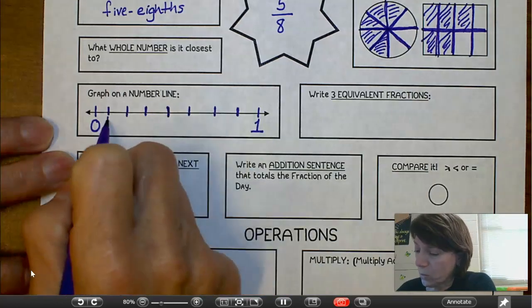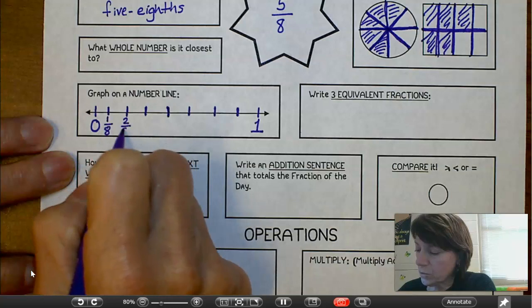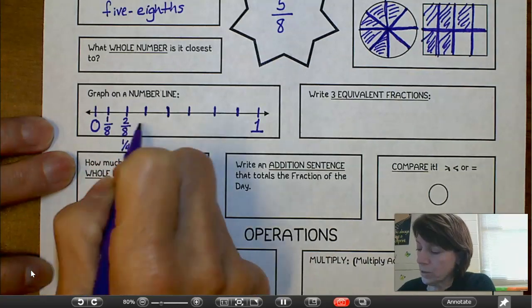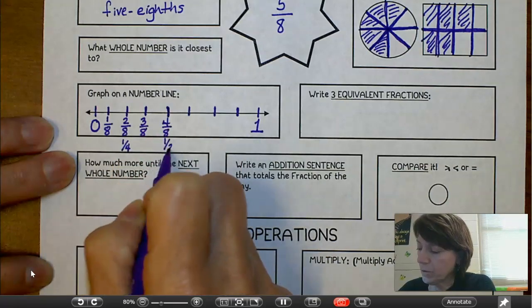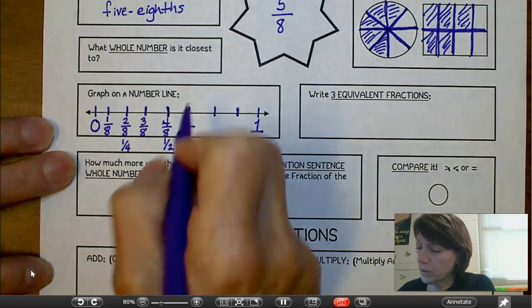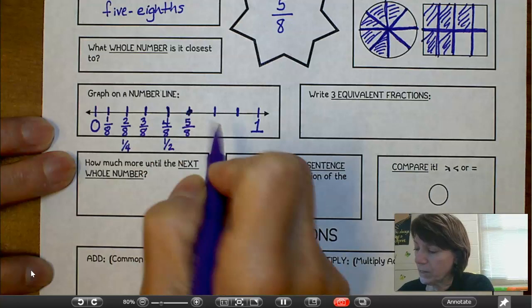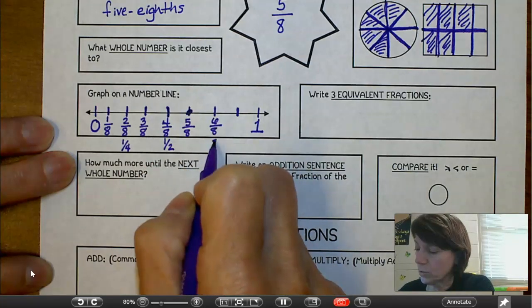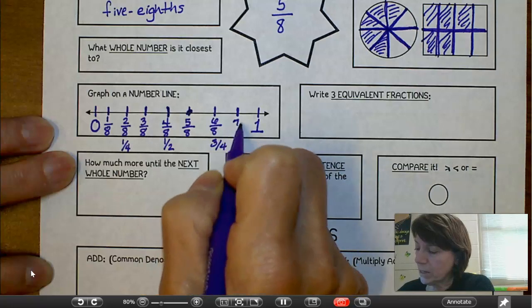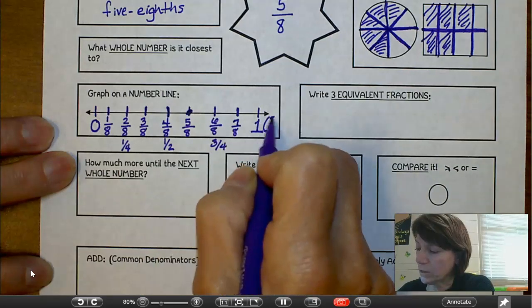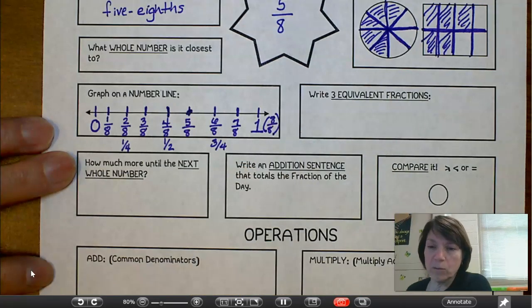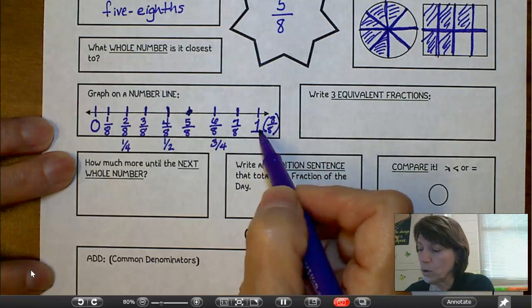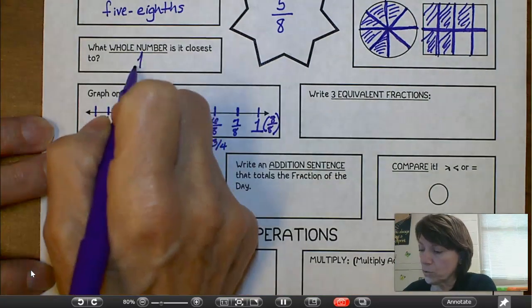Alright. And here's my 1/8, my 2/8, which could also be 1/4, my 3/8, my 4/8, which could also be 1/2, my 5/8, that's what I'm graphing, so I'm going to put my dot right at 5/8, my 6/8, which could also be 3/4, and my 7/8, and then finally my 1 is equal to 8/8. As we know, the whole number 1 is always equal to any fraction that has the same numerator and denominator. So we can see that my 5/8 falling right here is going to be closer to the number 1 than it is to the whole number 0. So we're closer to 1 here.